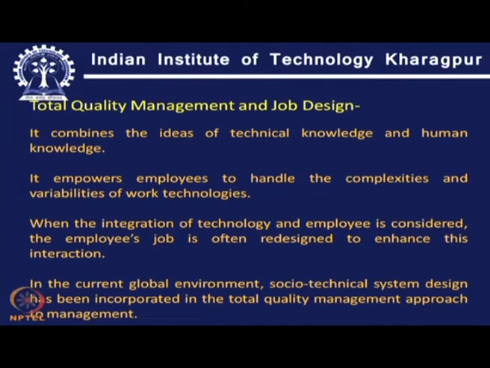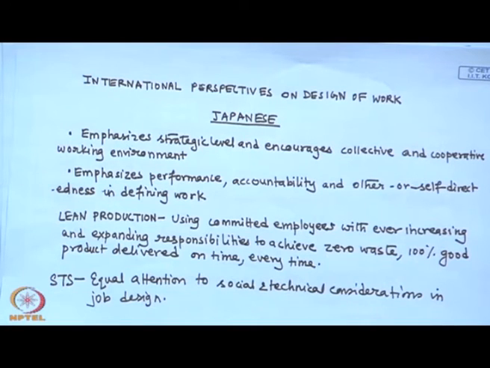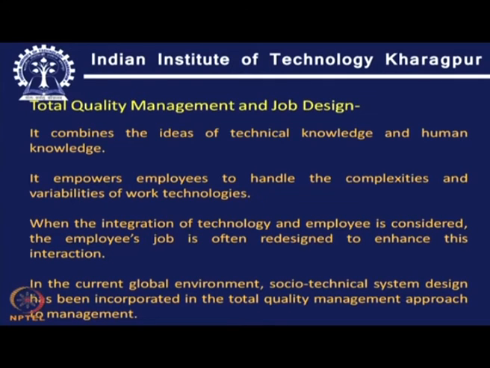So when we are talking of total quality management and job design, what becomes much important over here is a combination of the ideas of technical knowledge and human knowledge. So it helps the employees to handle the complexities of the job and variabilities in the work technologies, and when there is an integration of technology and the employee is considered, the employee's job is often redesigned to enhance this interaction.